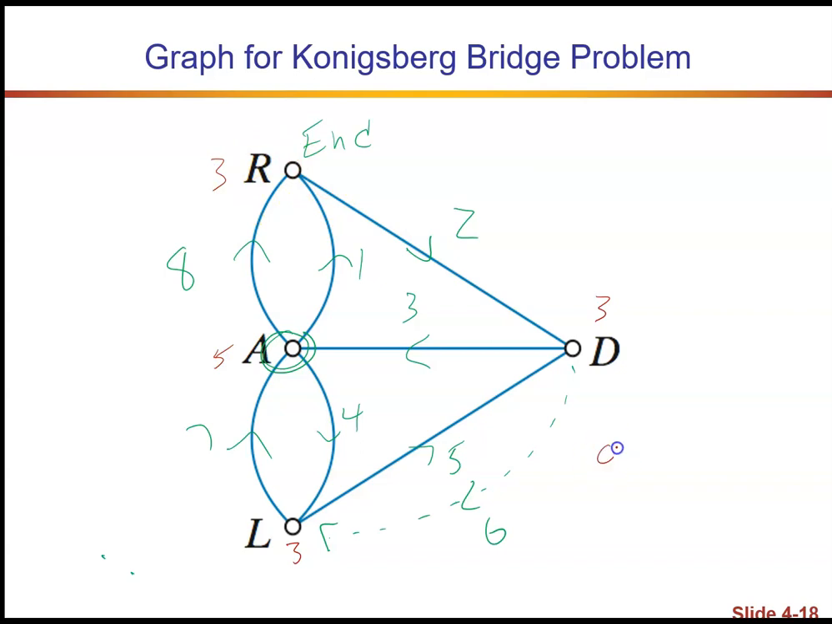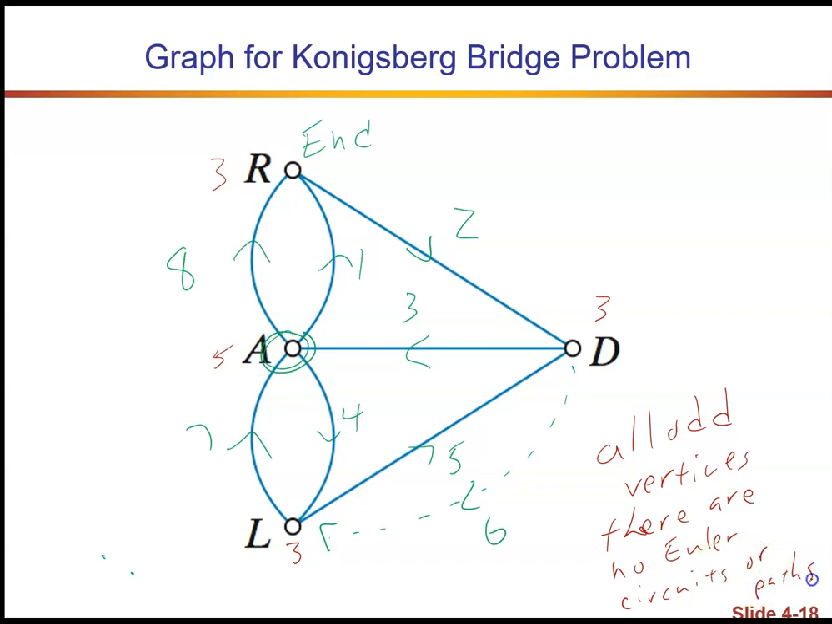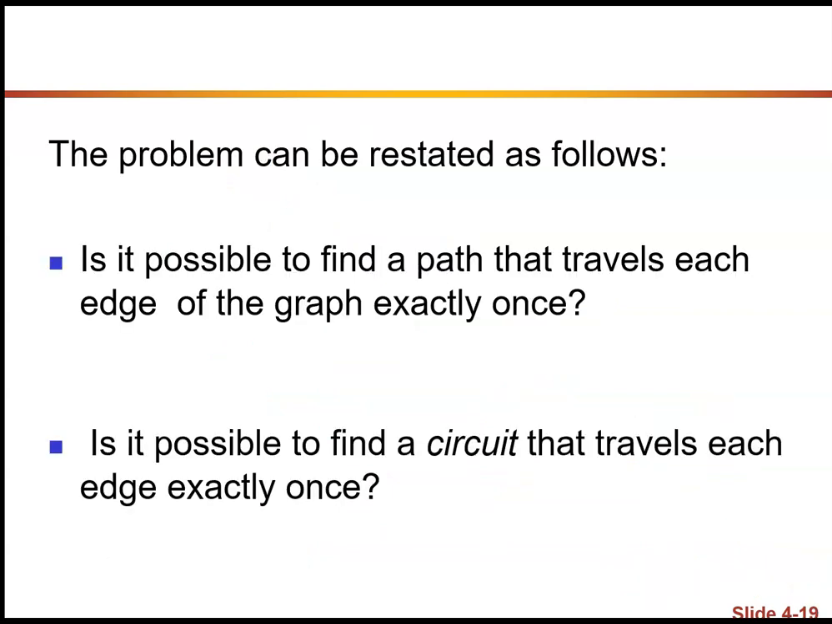Because they're all odd vertices, there are no Euler circuits or paths. So it can't happen. That is not possible to not retrace your steps at somewhere along the line here. Okay. So again, is it possible to find a path that travels each edge of the graph exactly once? No. Is it possible to find a circuit that travels each one? So again, both of these should be no.